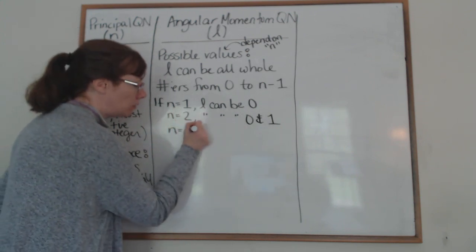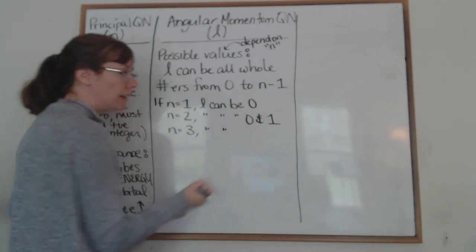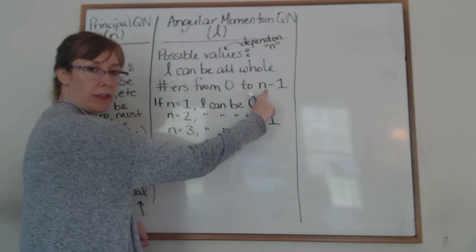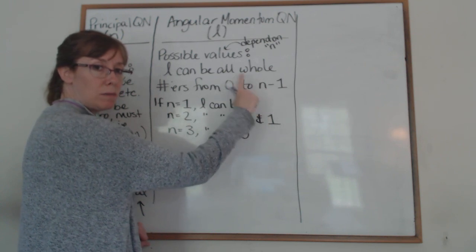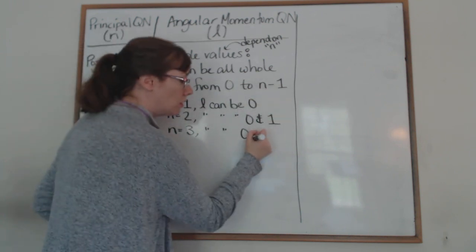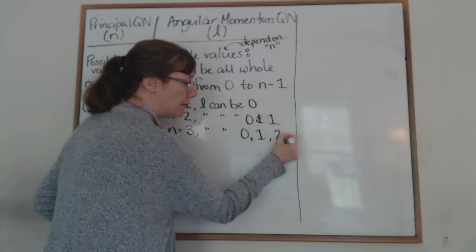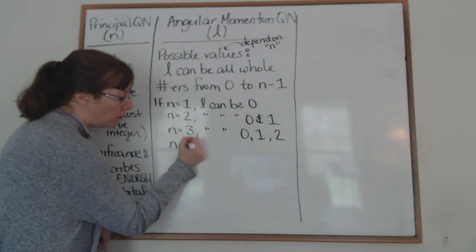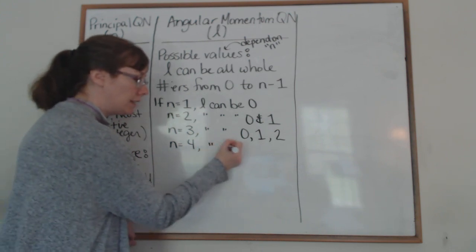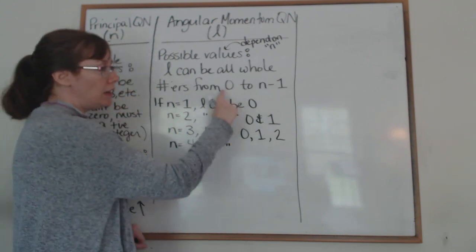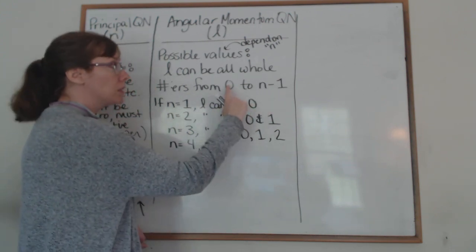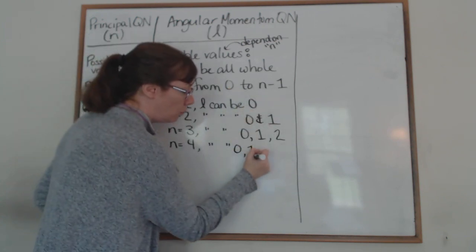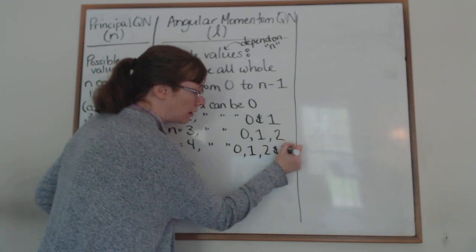If N is equal to 3, L can be 0. Just put a 3 in there. 3 minus 1 is 2. So it can be 0, 1, and 2. Any number from 0 to N minus 1 is going to be allowed. And then if N is 4, hopefully you can see what the possibilities are. All numbers from 0 to 3. 4 minus 1 is 3. So 0, 1, 2, and 3.